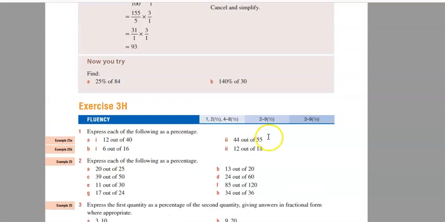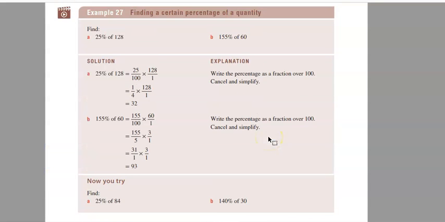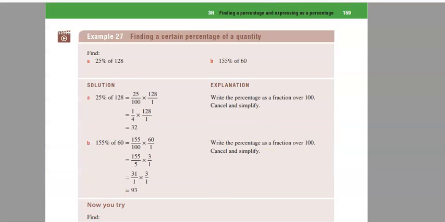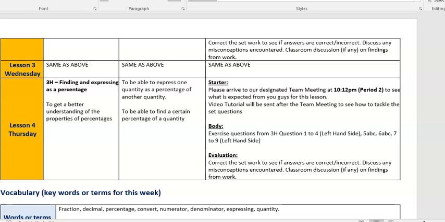Now the questions that you need to do will be from page 159. I'm just going to quickly grab, there we go. The questions you need to do is 1 to 4, all left hand side. I want you to do the first 3 of 5, the first 3 of 6, so 5 ABC and 6 ABC. Question 7 to 9, all left hand side.